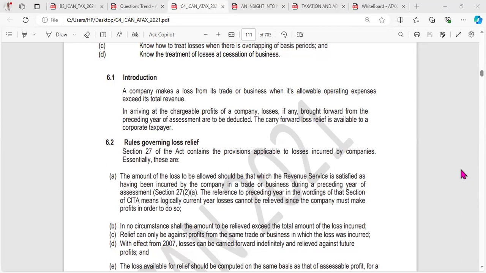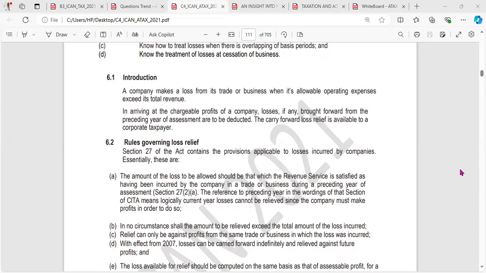So what it means is that the hierarchy of relief, if you have an adjusted profit, you first of all relieve your loss. You get an assessable profit after the loss relief before you can relieve your capital allowance. And when you've done that, the answer is chargeable profit or taxable profit. So capital allowance is the last thing to be deducted. Losses get deducted before capital allowances.